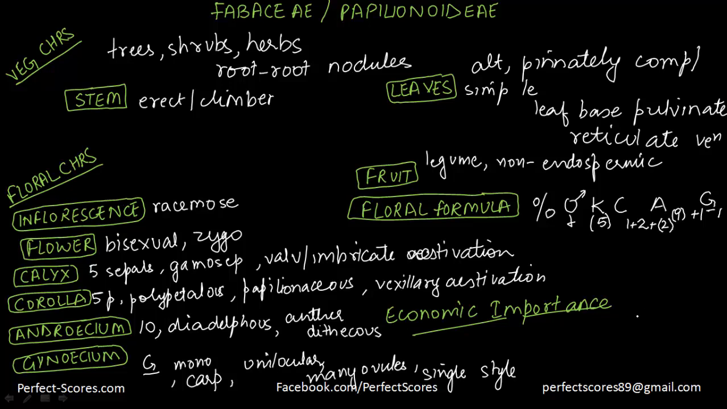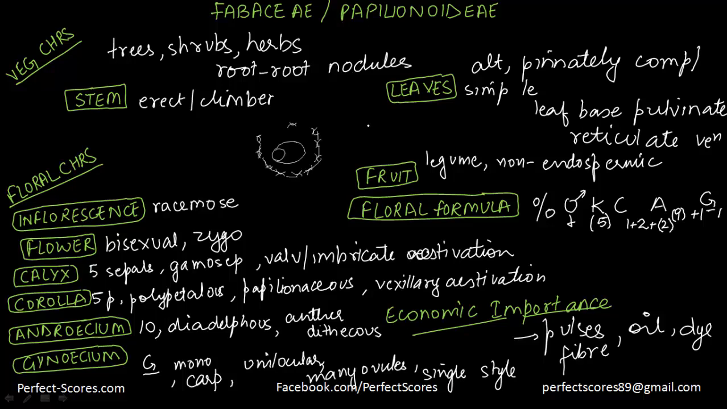First of all, most of the plants belonging to this family are sources of pulses. And for example, gram or soya bean, even edible oil. For example, groundnut, dye. That means the indigo plant is part of this family. Fibers, for example, sun hemp, fodder, and even ornamentals, for example, sweet pea, and medicine as well. So that is the economic importance, and I'll go ahead and draw the floral diagram for this particular family.